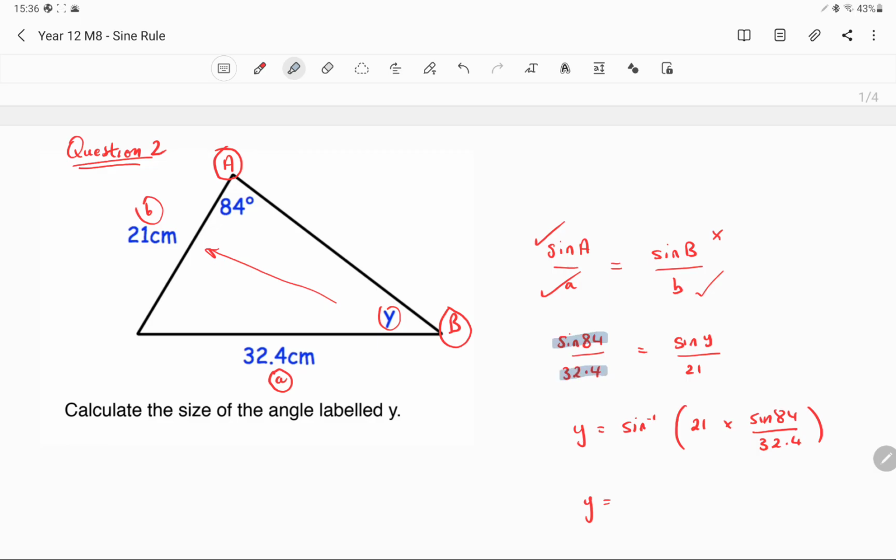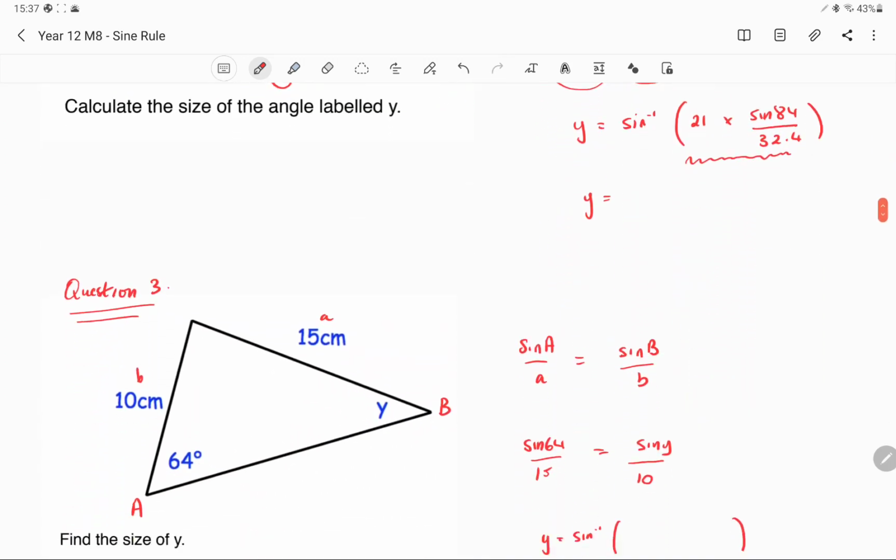Opposite it, 32.4. And that's going to be equal to sine of Y, which we don't know, divided by the opposite side, which is 21. So same as before, we're going to work this out, multiply by 21, and then we have to do inverse sine to get the size of angle Y.